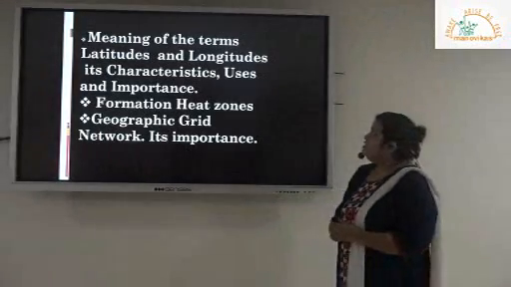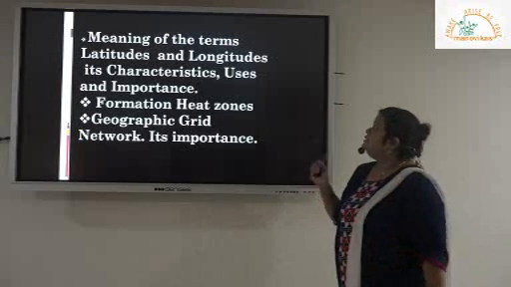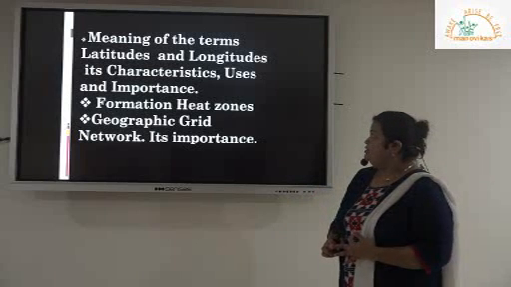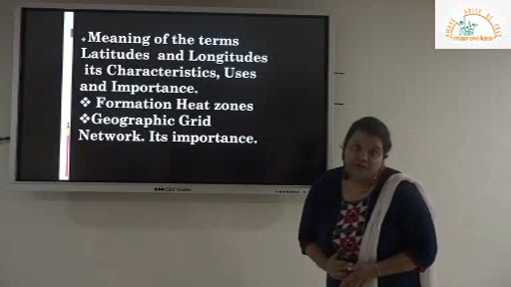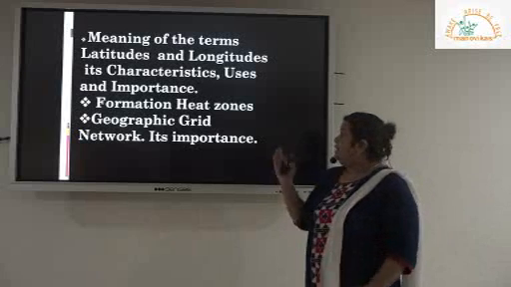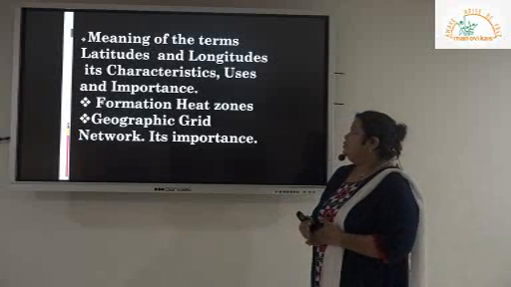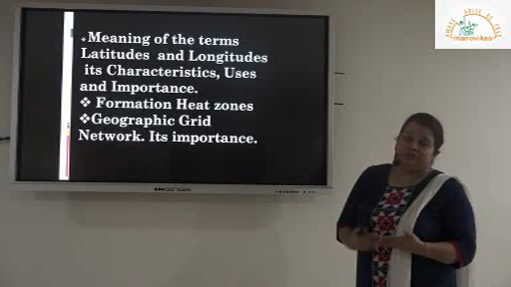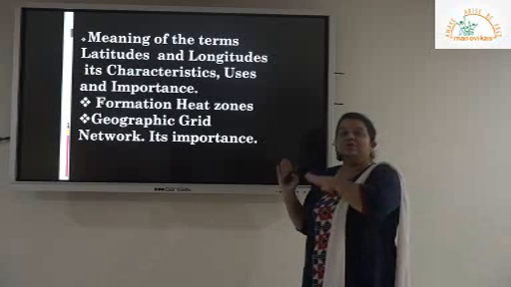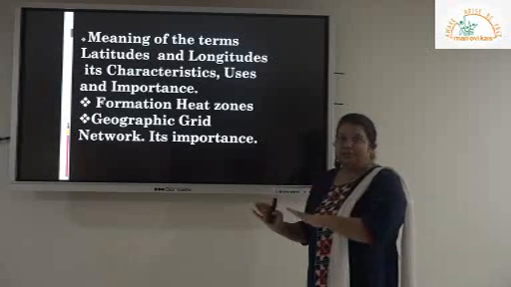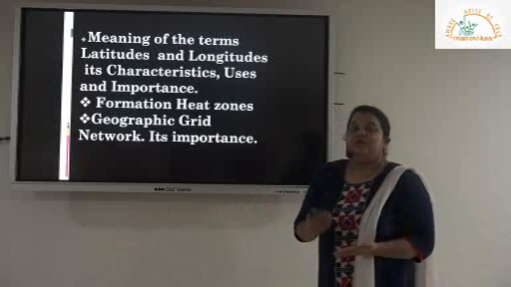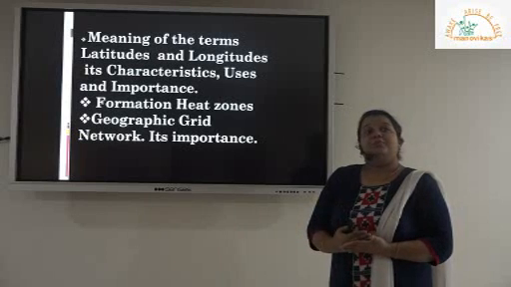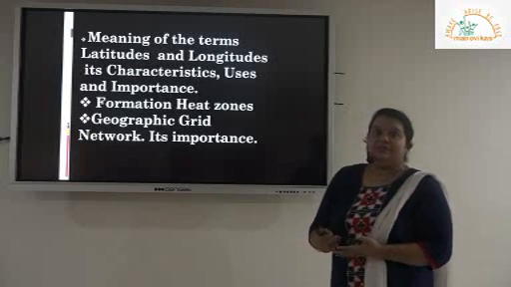Okay. So in today's class we understood the meaning of the terms latitudes and longitudes, their characteristics, uses, importance. We spoke about the important parallels of latitude, how they demarcate the heat zones, what is the importance of heat zones. Then we spoke about the geographic grid network and how it helps to locate a particular place. This was the first part of the explanation of this chapter. In the next class, we'll try to understand longitude and time. We'll speak about local time and standard time. We'll speak about small circles and great circles.